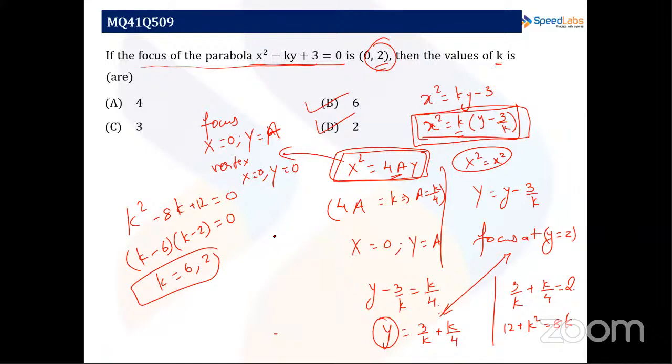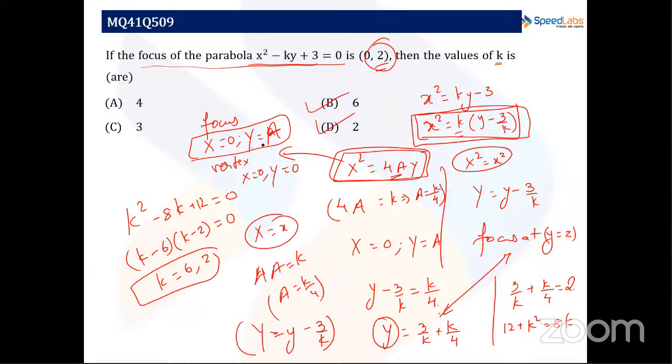So just relate these two and you will get capital X and small x are the same, but in place of 4a we are having k, so a is k by 4, and in place of capital Y we are having y minus 3 by k. So substituting this value here, we will get y minus 3 upon k equals to k upon 4, and it is given that the value of small y is equal to 2. So we have found the value of y, which is equal to 3 by k plus k by 4, and it is given that this value is equal to 2. So substituting the value 2 and solving it, we will get a quadratic in k, and on solving this quadratic we will get two roots.